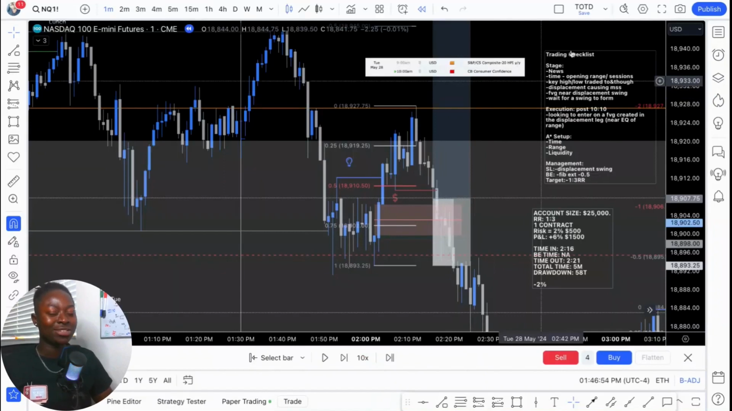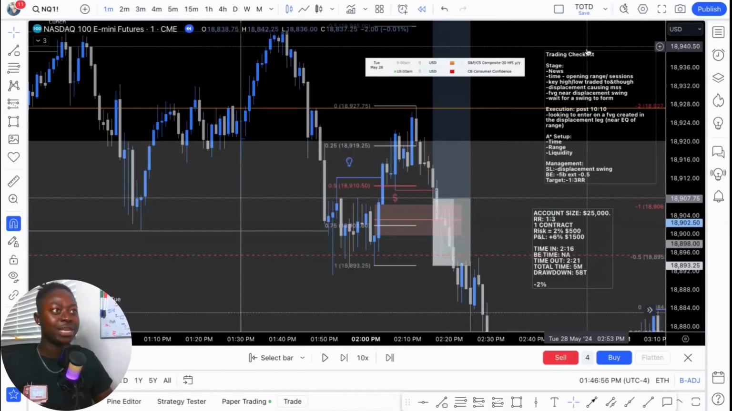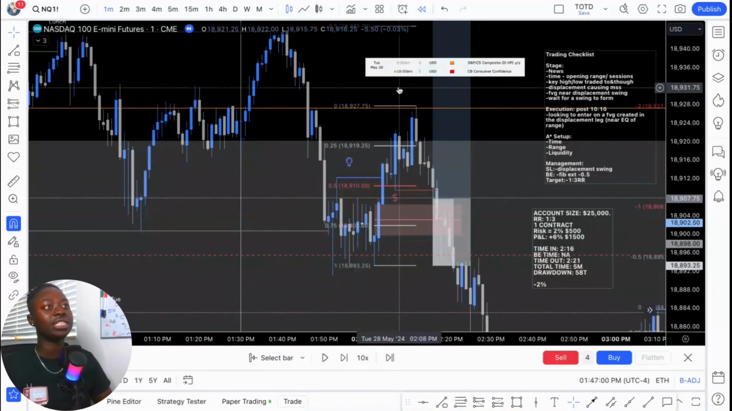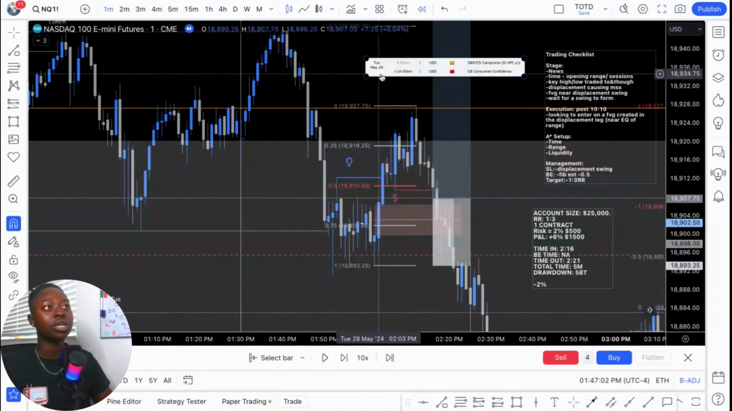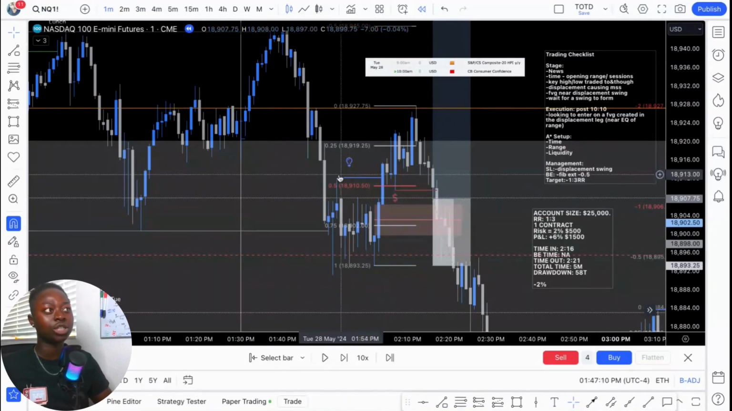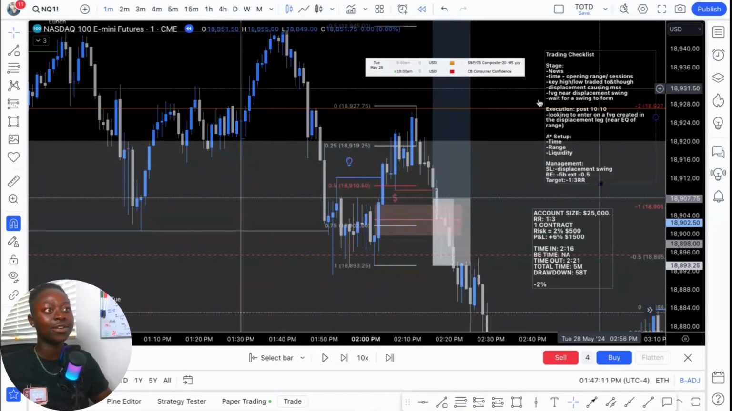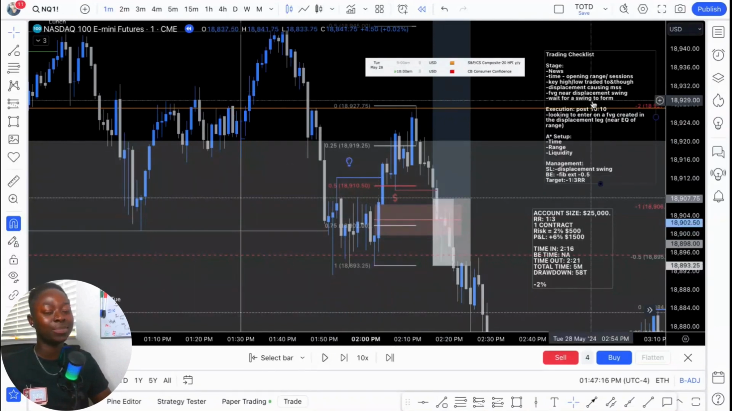Tuesday, May 28th, trade of the day breakdown. We had a PM session buy formation. As you can see, we had medium and high impact news come out in the morning. We had price trade below a kilo lunch session. Displacement higher causing a market structure shift. The displacement leg has a fair value gap busy near the swing low. We wait for a swing high to form to anticipate execution.